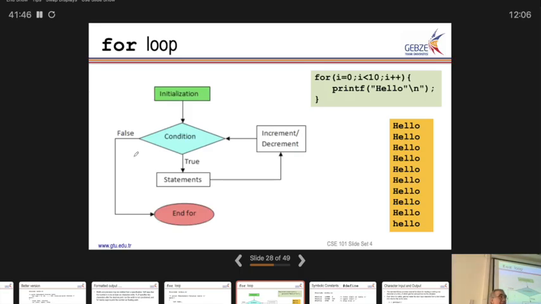This prints 10 times, not 9 times, or 11 times. If you say I is less than or equal to 10, it prints 11 times. So these boundaries are also one of the causes of the bound problems. Doing one less or one more than necessary are errors in programming, so be careful.